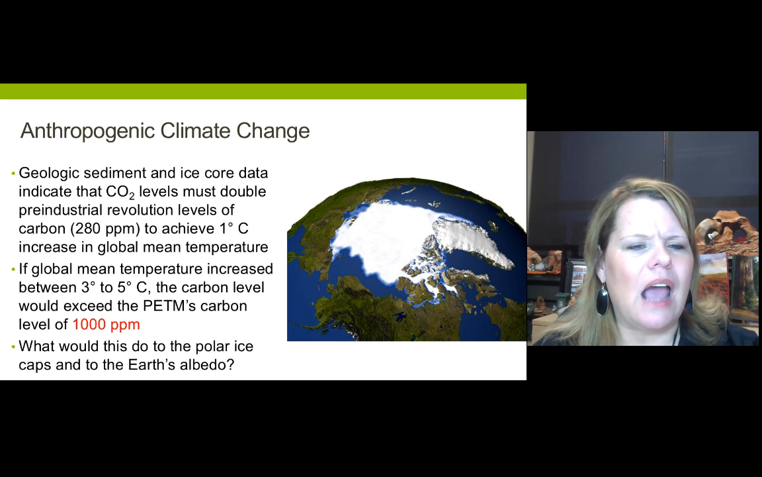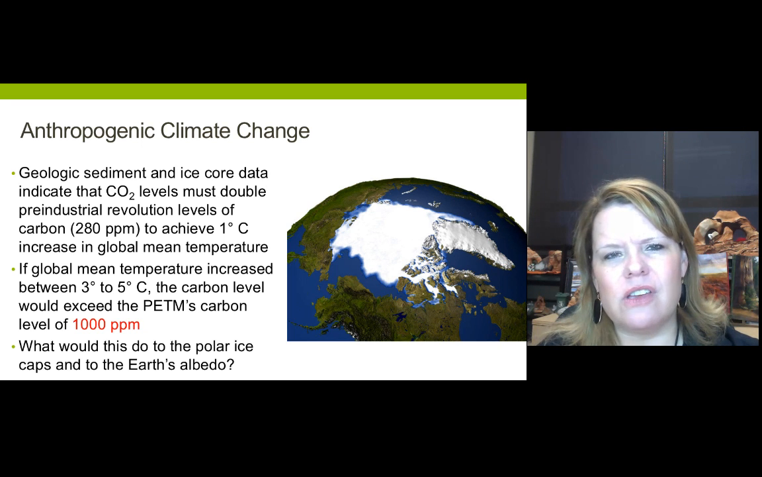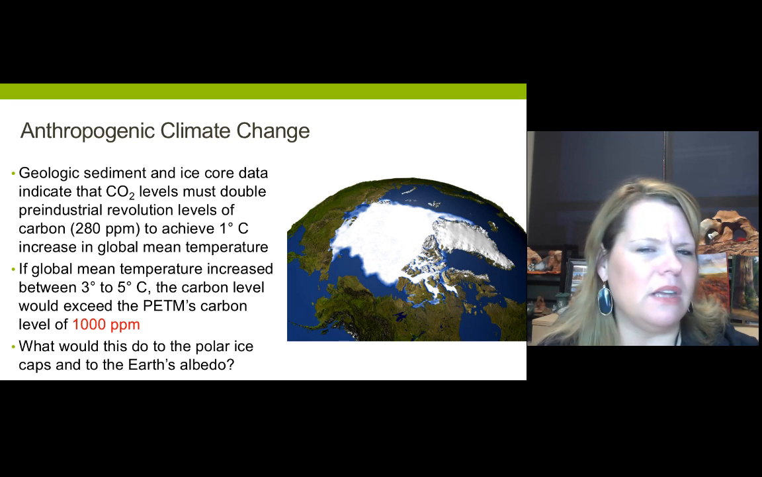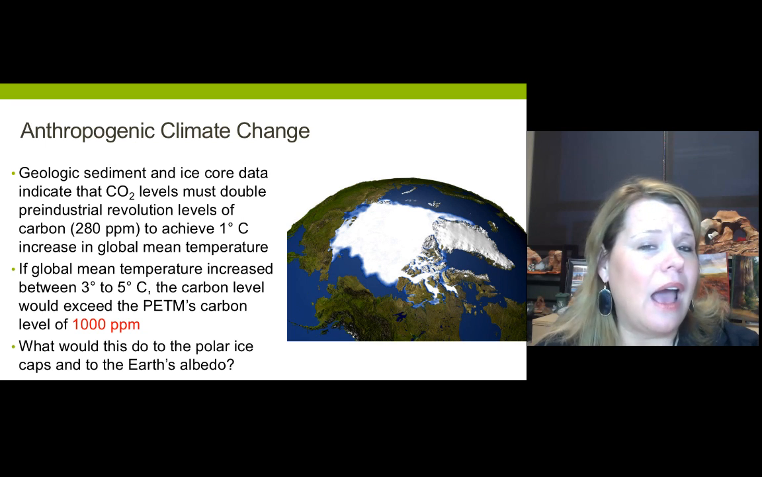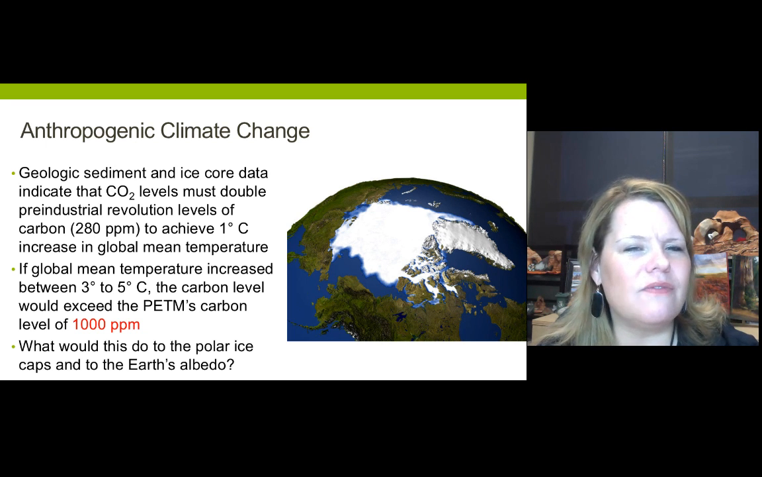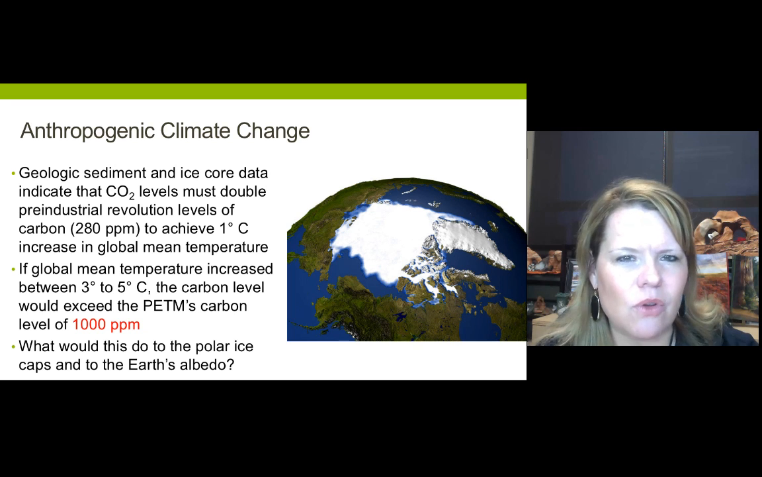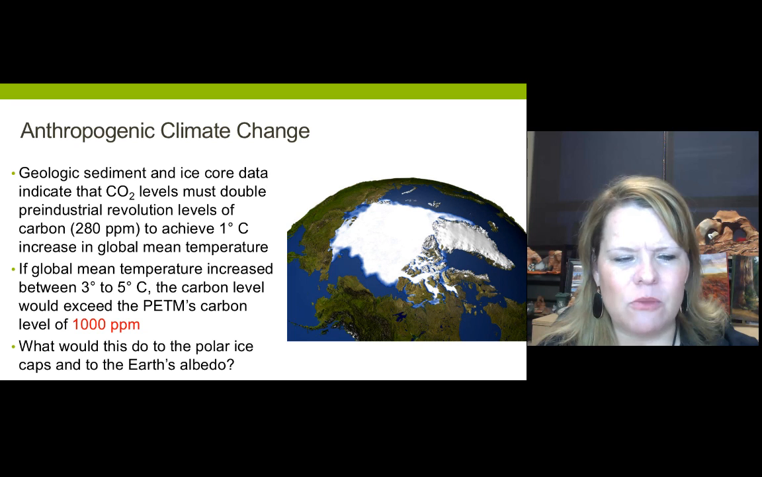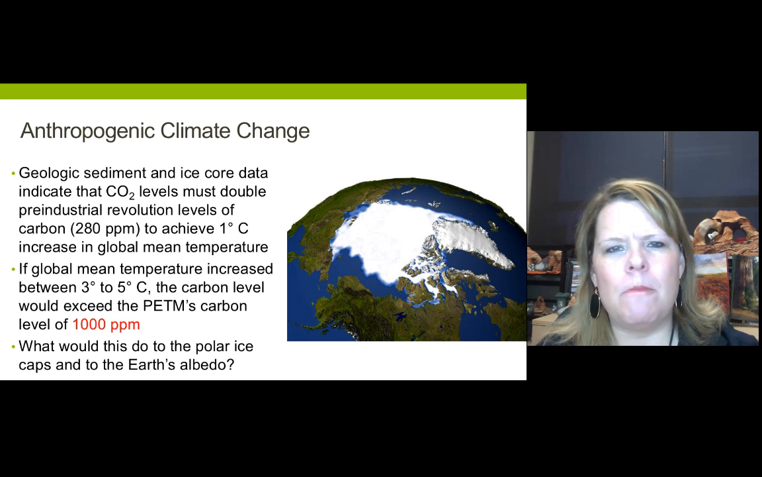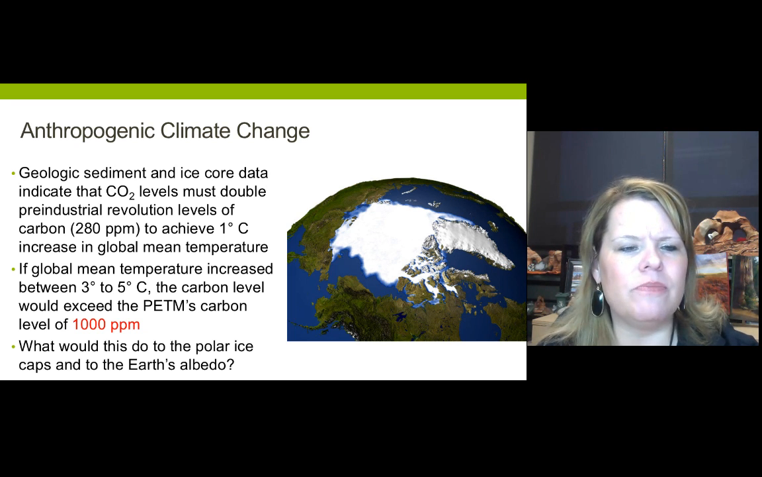If we have a doubling of pre-industrial carbon concentrations of 280 parts per million, and you double that number, you'll achieve a 1 degree Celsius increase in global mean temperature. So if global mean temperature increases or has increased between 3 degrees to 5 degrees Celsius, the carbon level would exceed the Paleocene-Eocene thermal maximum's carbon level of 1,000 parts per million by volume.